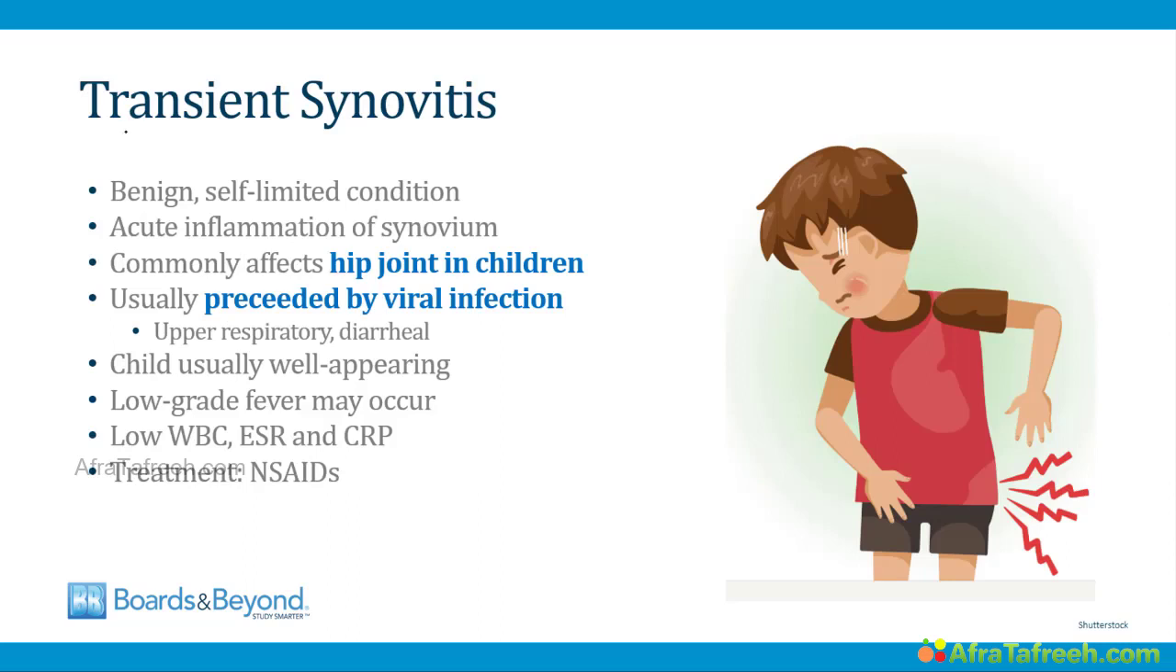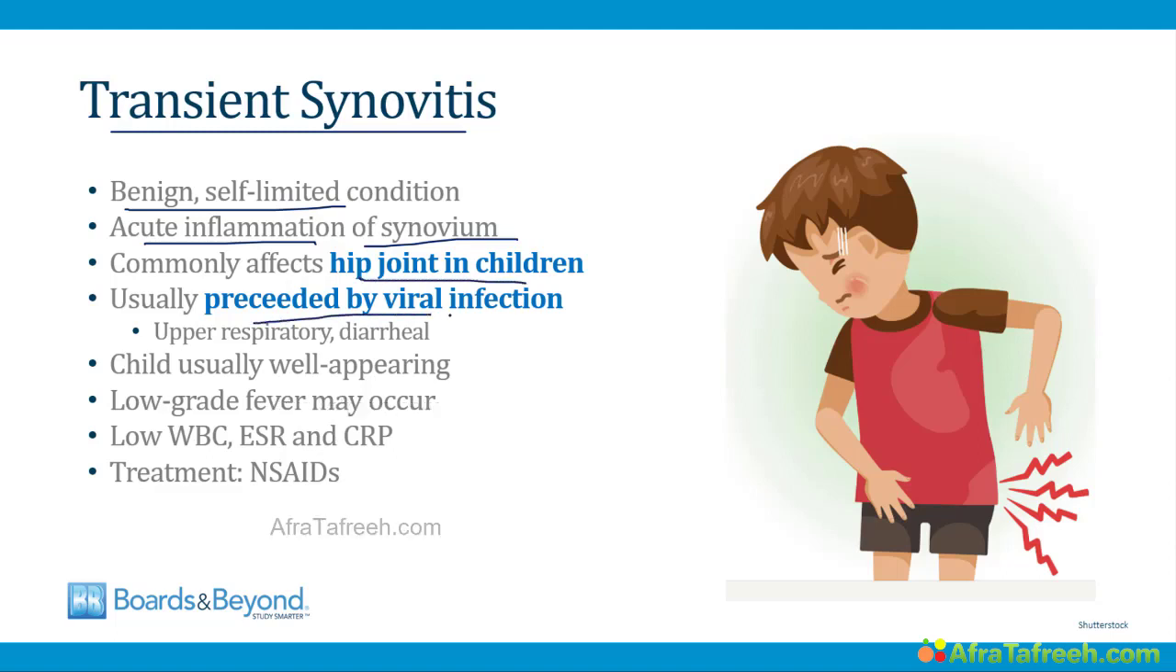And then I'll finish with one slide on transient synovitis, which can look like arthritis, but it's actually something different. This is a benign self-limited condition that usually occurs in children, and it's called synovitis because it involves acute inflammation of the synovium, which is the layer of cells that surrounds joints. It commonly affects the hip joint in children, and usually it's preceded by a viral infection.